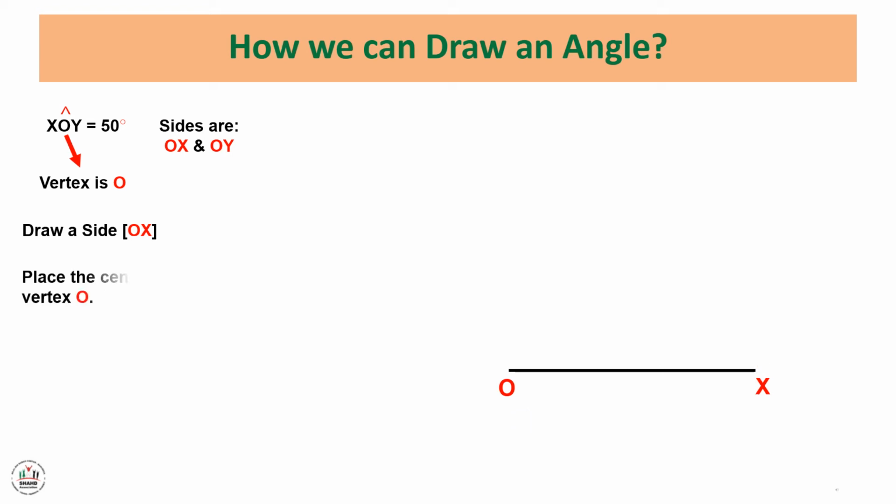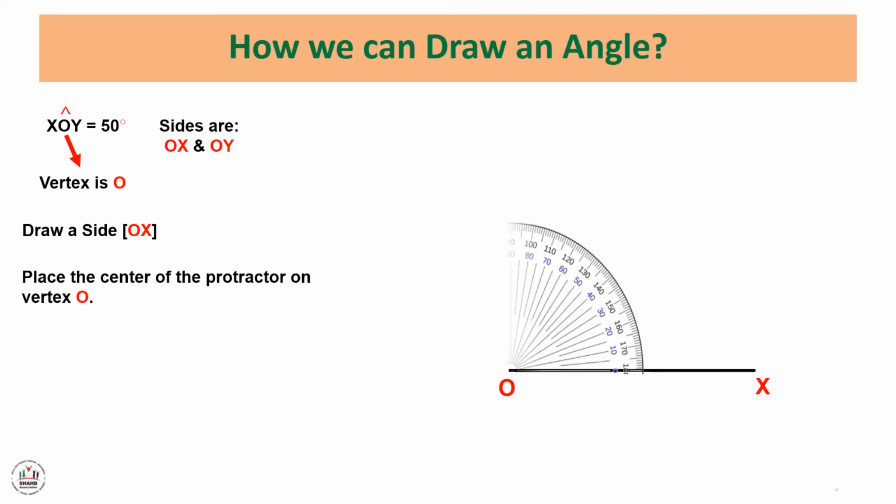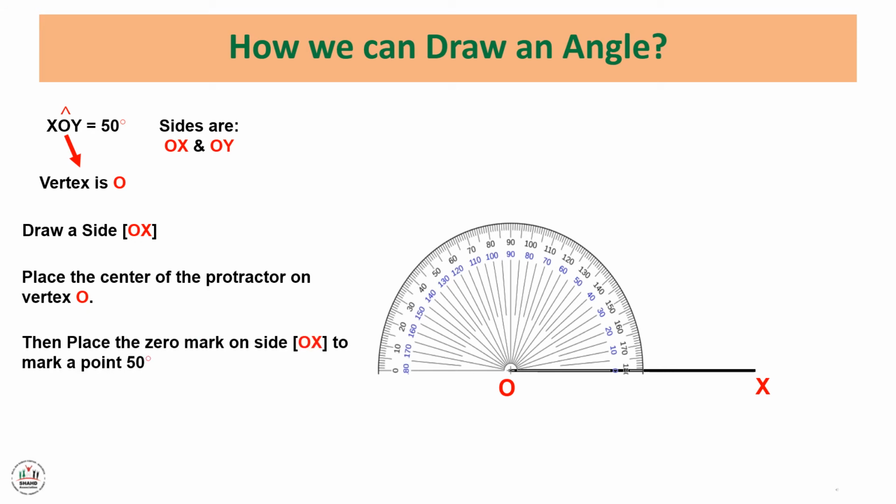Step 2. Place the center of the protractor on vertex O like this. Then place the zero mark on side OX to mark a point at 50 degree.